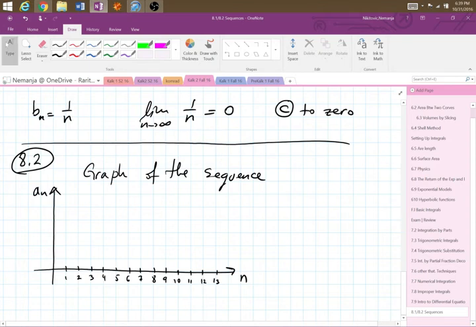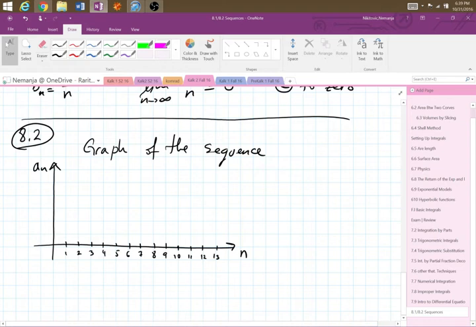And let's say we are working on the sequence a_n is equal to 2n plus 1. So what's the graph of the sequence? It's the series of discrete dots. You don't get to put a line, you don't get to connect those dots.